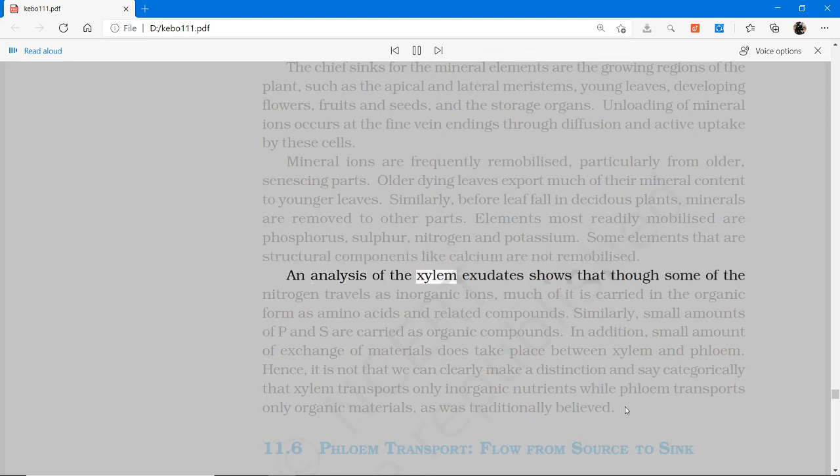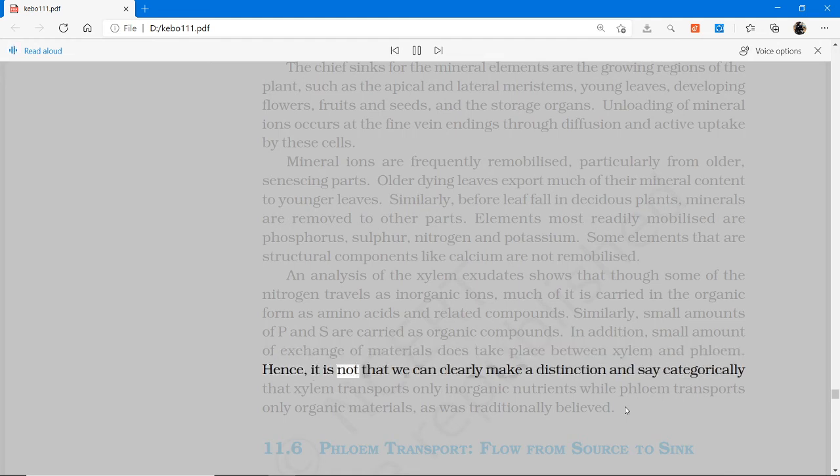An analysis of the xylem exudates shows that though some of the nitrogen travels as inorganic ions, much of it is carried in the organic form as amino acids and related compounds. Similarly, small amounts of P and S are carried as organic compounds. In addition, a small amount of exchange of materials does take place between xylem and phloem.